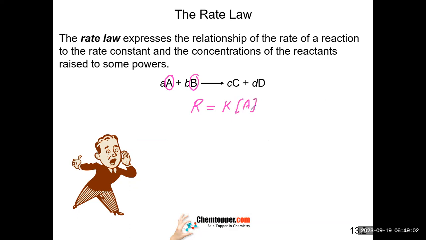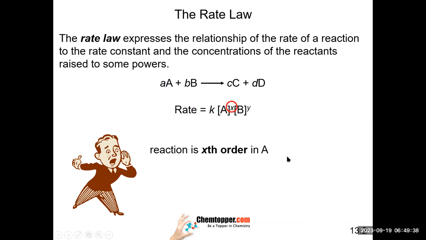Concentration of A raised to power X, concentration of B raised to power Y. This is the rate law for this equation. So rate law is always in terms of the reactants raised to some power, which is not the coefficient of A, I've not taken the coefficient of the balanced equation, and some power Y, which is not the coefficient of B. Now what are these X and Y? These are called the order of the reaction. X is the order with respect to A, Y is the order with respect to B. But now the question is, what do you mean by order? So I'm going to explain that. Are you okay with the rate law?